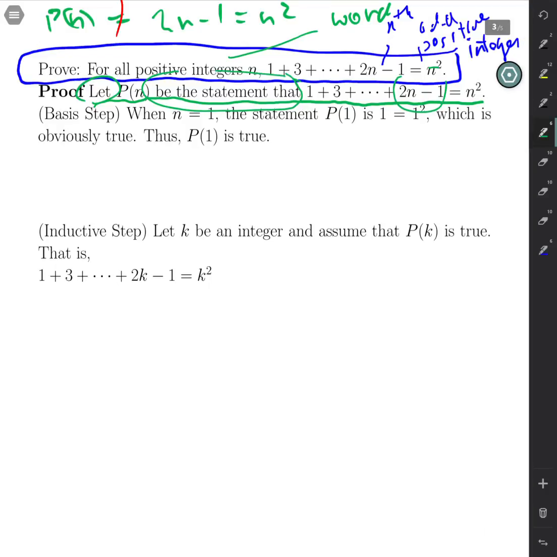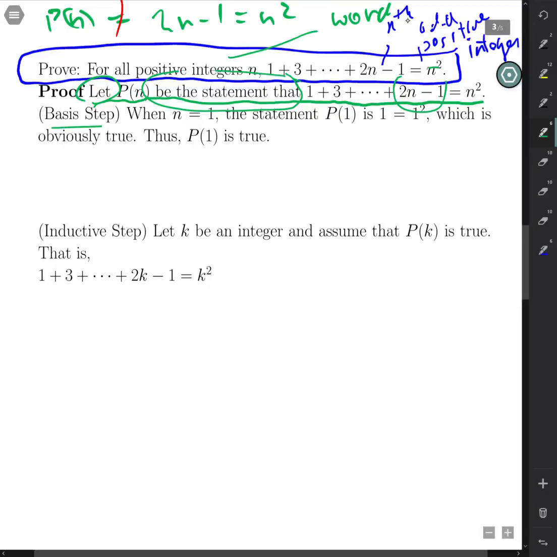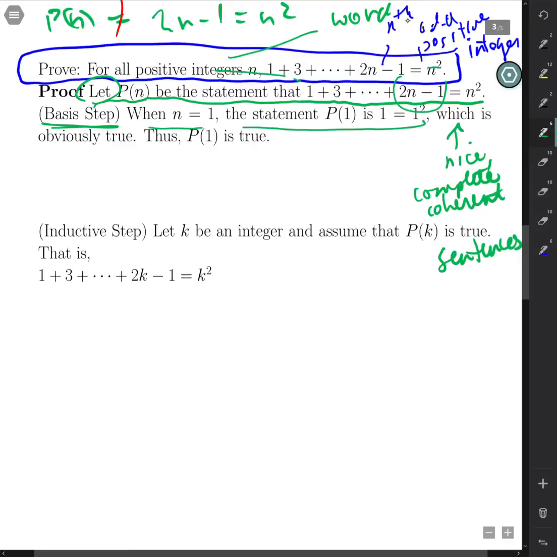Having identified Pn, we're going to dive into what we call the basis step, the case where we look at n is equal to 1. And so for that basis step, again, we will use nice, complete, coherent sentences to express it. The way I've written it here is when n equals 1, the statement is 1 is equal to 1 squared. That's what you get when n is 1. You just get the first term here, and you just get 1 squared on that side. So that's how we would interpret it for n is equal to 1.